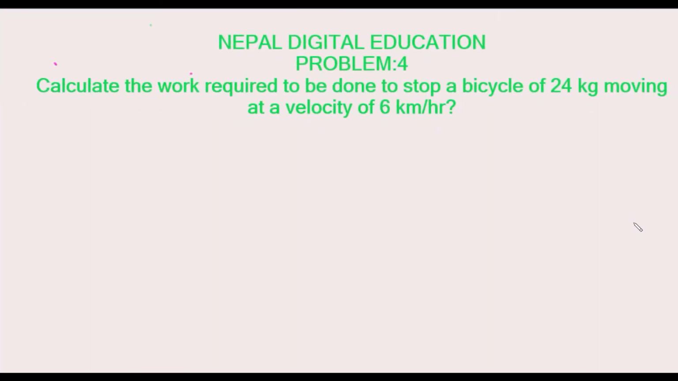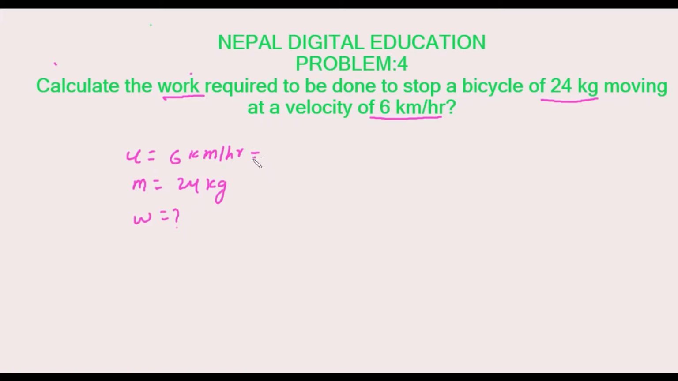Let us look at problem 4. Calculate the work required to be done to stop a bicycle of 24 kg moving at a velocity of 6 km per hour. In this problem we have to calculate the work, and the mass of the bicycle is given, moving at a velocity. So the initial velocity is given: 6 kilometer per hour, and the mass is 24 kg, and we have to find the work.